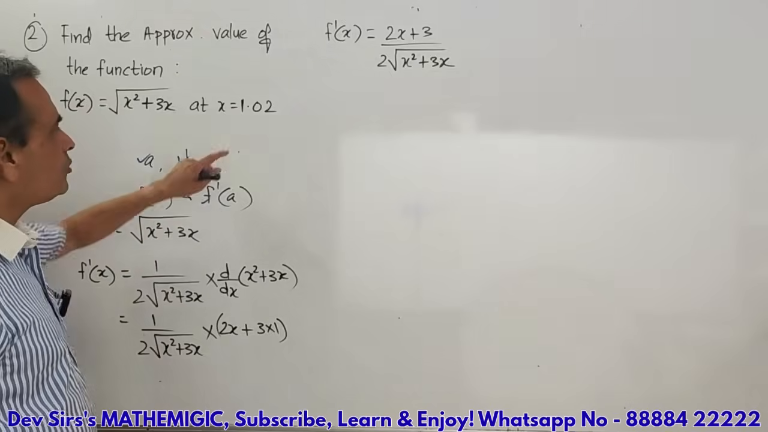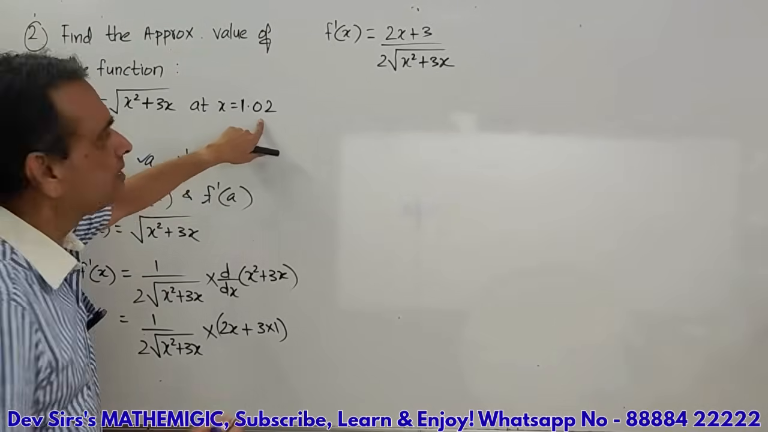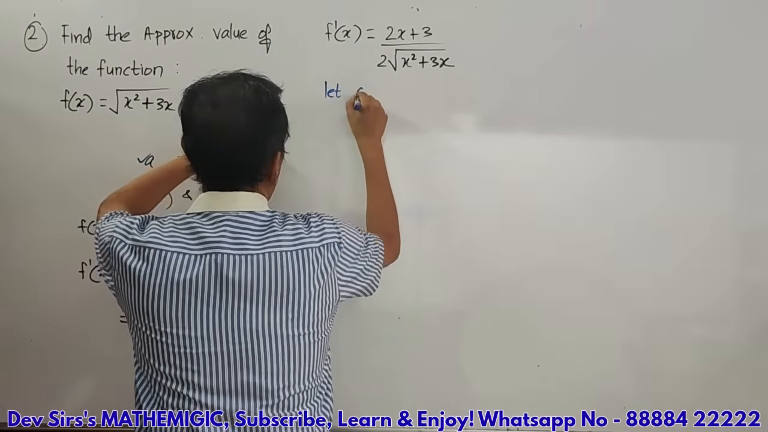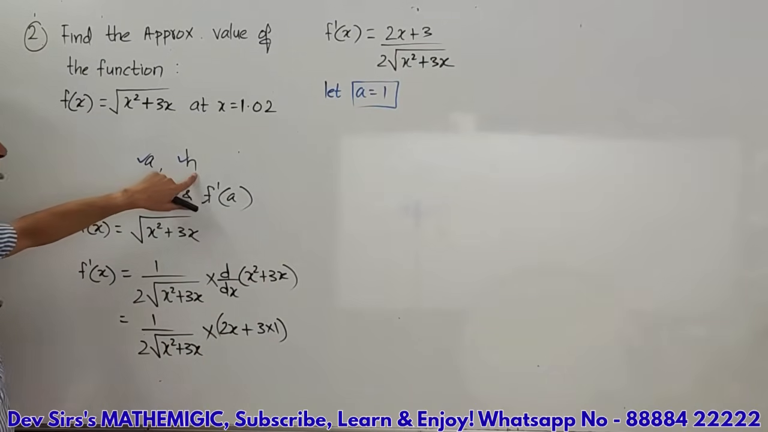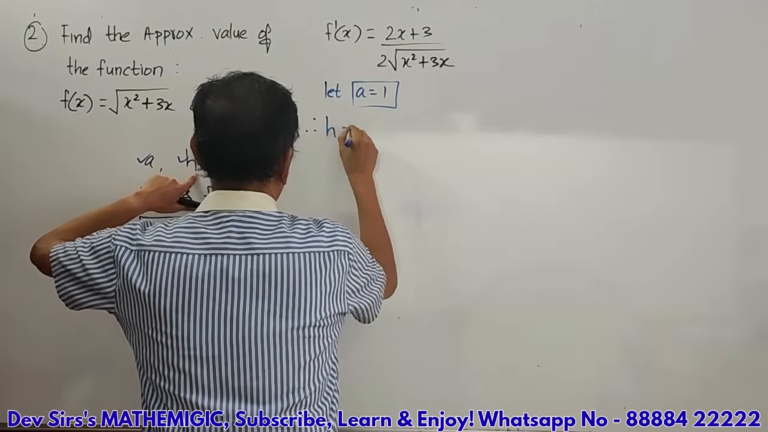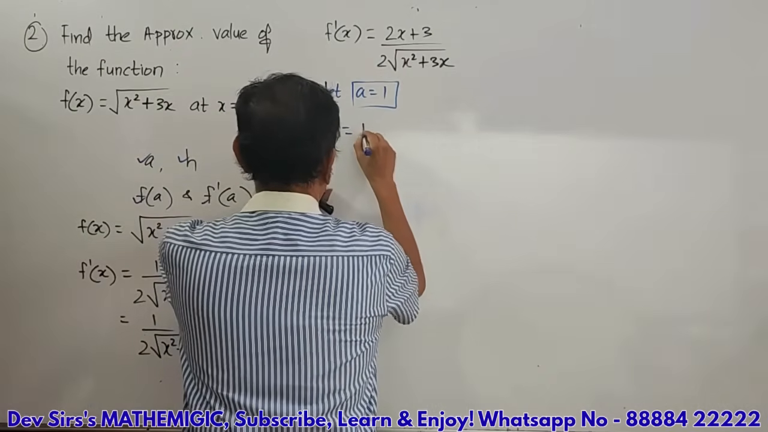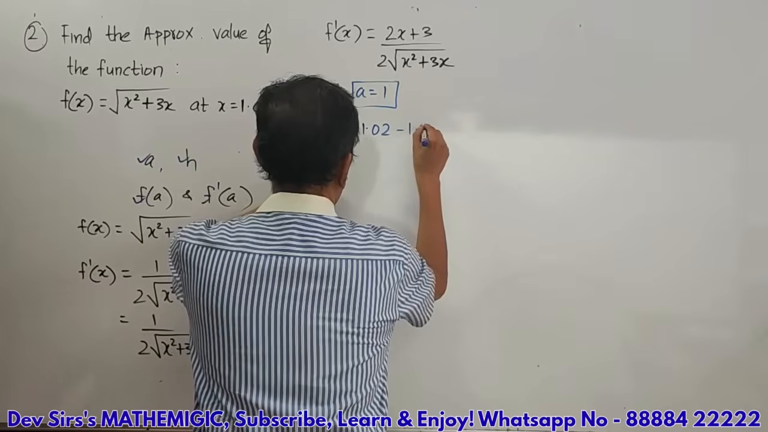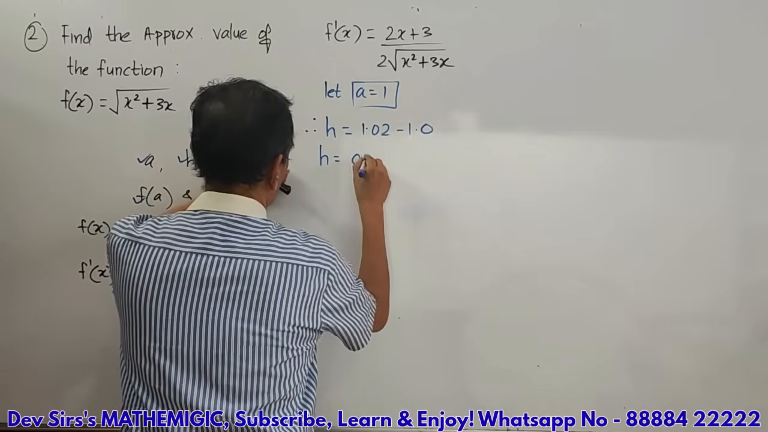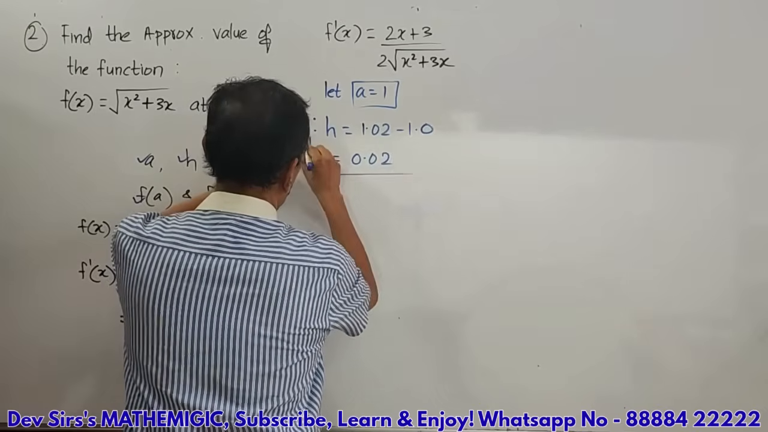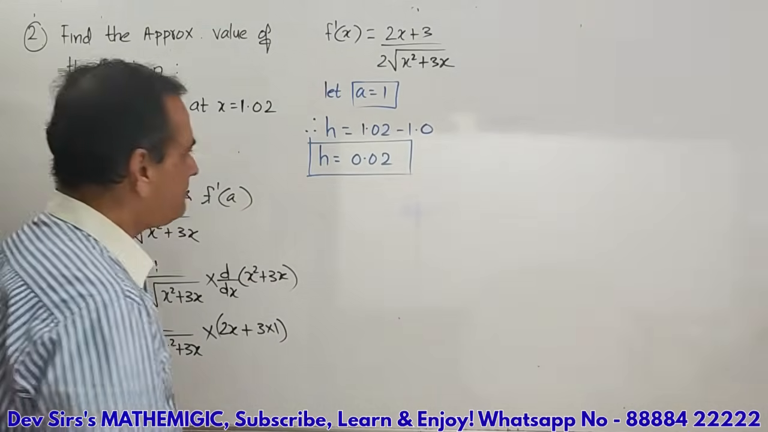Now a is the nearest number to 1.02. Don't take it in decimal, take the nearest simple number, so let a equal to 1. After a comes h. The formula for h was written earlier: original number minus a, that is 1.02 minus 1. We got a, we got h.